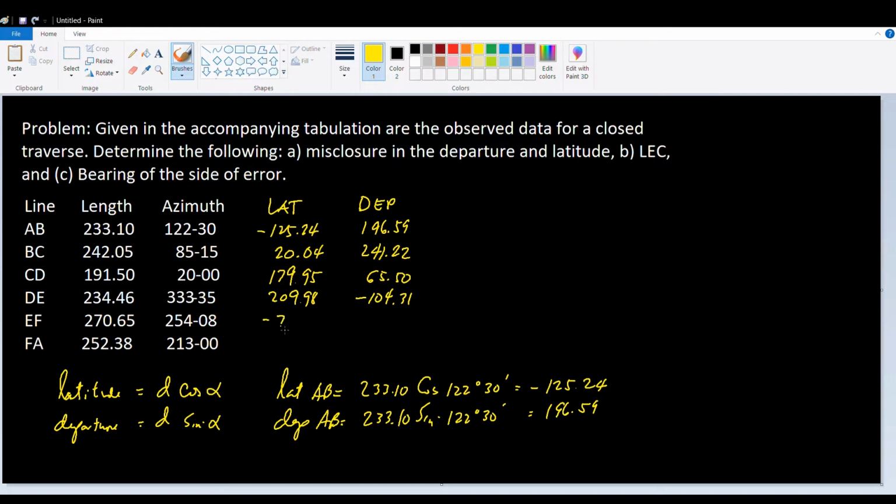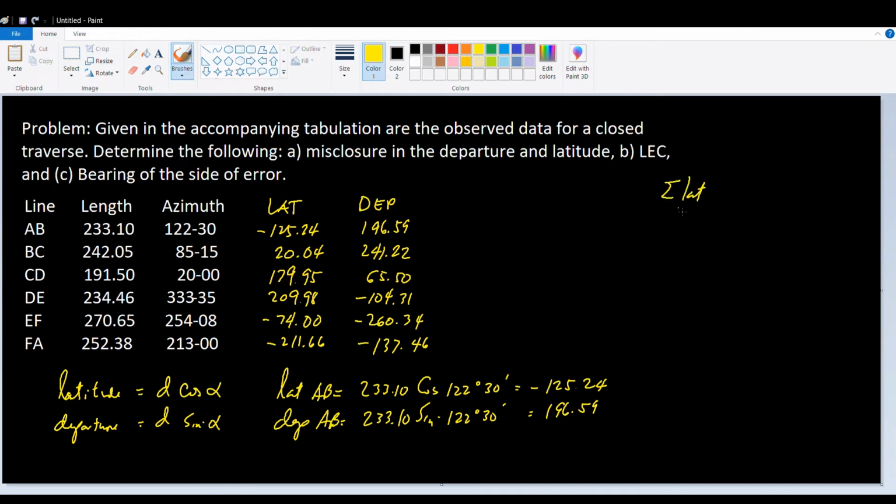That should be negative 74.00. 270.65 times sine of 254 degrees 8 minutes will give us negative 260.34. Then FA, latitude 252.38 times cosine of 213, that is negative 211.66. The departure 252.38 times sine of 213 should give us negative 137.46. Okay?